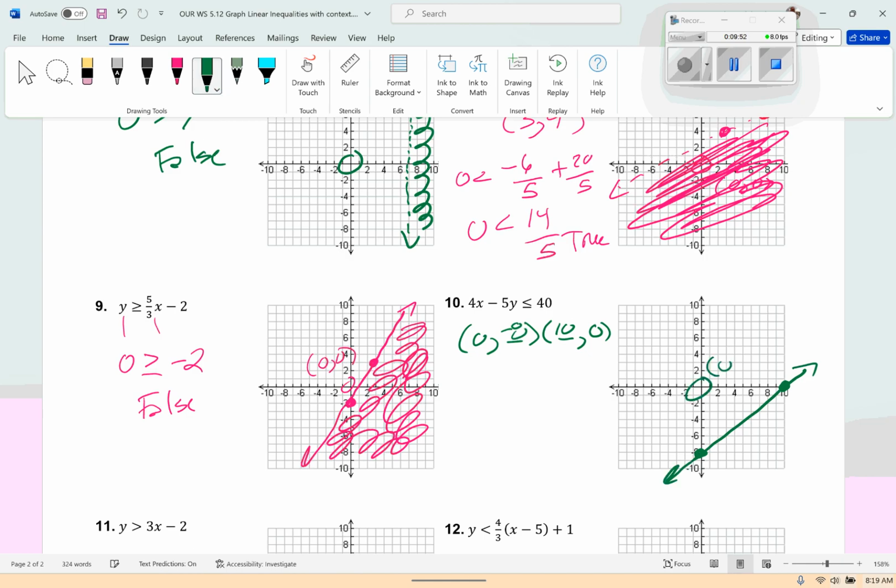0, 0 is definitely on top of it right there. I plug 0 in there, 0 in there. I get 0 on the left side. Is 0 less than 40? That is true. So shade the side that the 0, 0 is on.